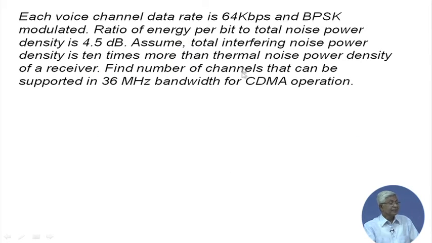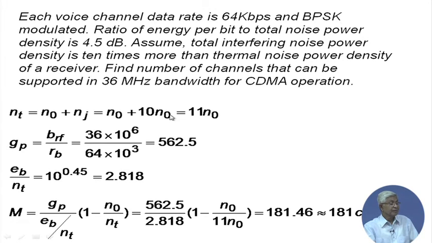Let us quickly calculate for a 64 kilobit BPSK modulated signal, where EB by NT is 4.5 dB, assuming the total interfering noise power is 10 times the thermal noise power, so NJ is 10 times N0. Then find the number of channels that can be supported in 36 megahertz. BRF is given here, so the calculation is very simple. NT is N0 plus NJ, and NJ is 10 times N0, so NT is 11 N0.